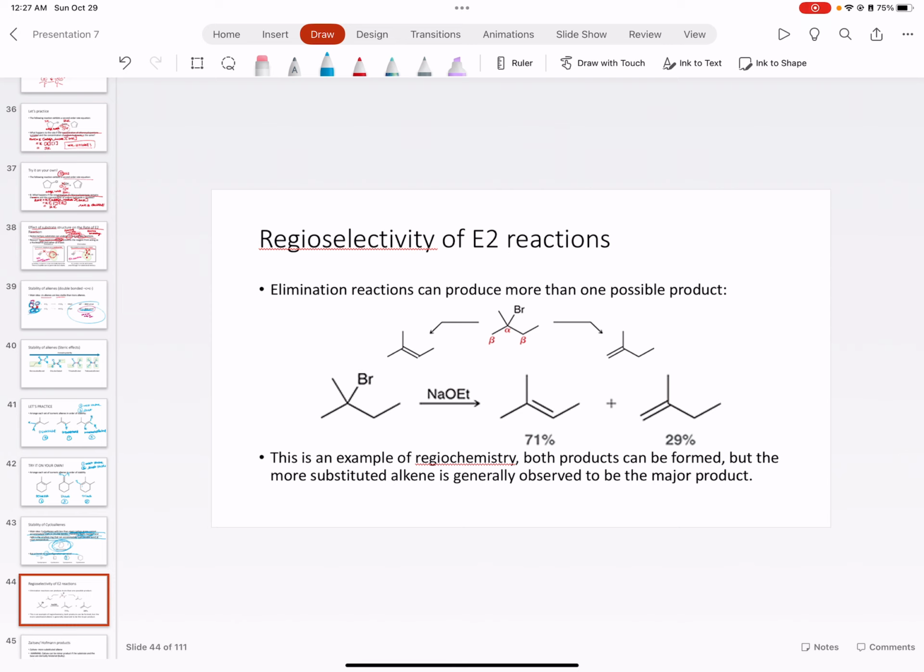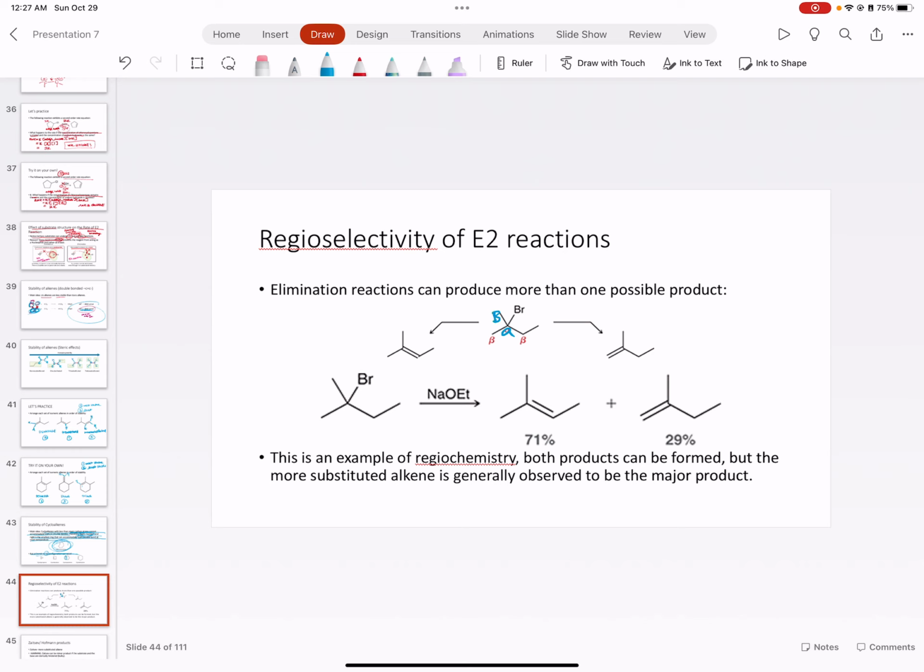So reduced selectivity of E2 reactions. So elimination reactions can produce more than one possible product. You can technically notice because you can see that we have different beta positions, right? Like we know from the previous chapter, we only have one alpha position, but we can have up to 3 different beta positions. And they can actually give rise to different products.